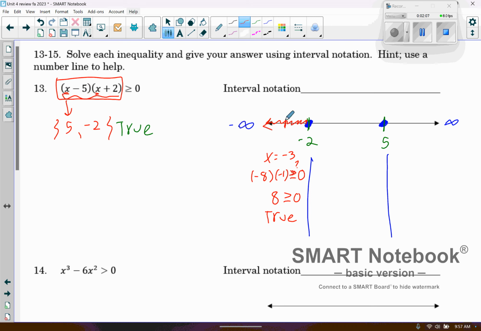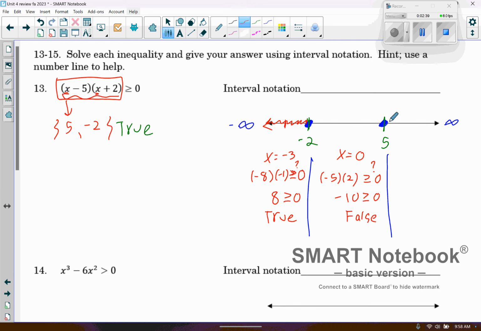So now we'll test between -2 and 5. The easiest thing would be to test 0. You could test something else if you want, but 0 would be the easiest one. So 0 take away 5 would be -5. And 0 plus 2 would just be 2, right? And we're asking ourselves, is that greater than or equal to 0? Well, this time we get -10 is greater than or equal to 0, which is actually false. So we do not want to include that interval right here.